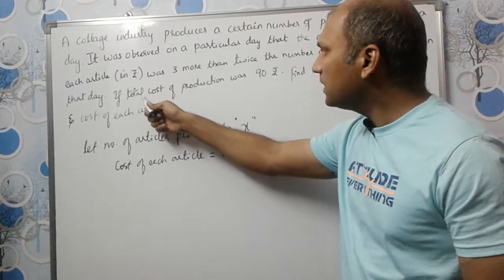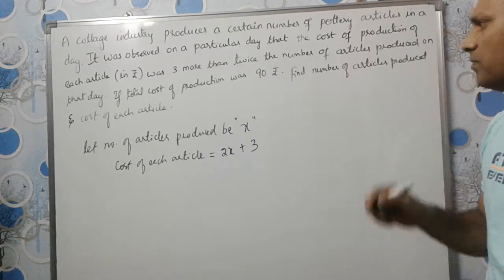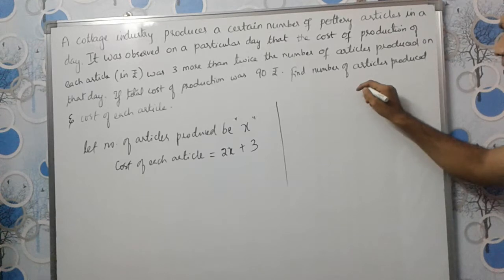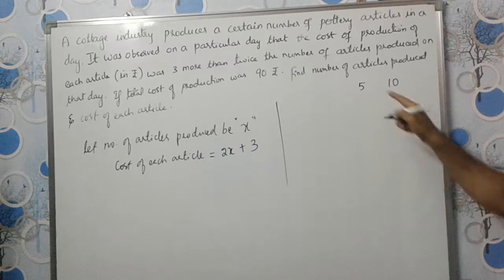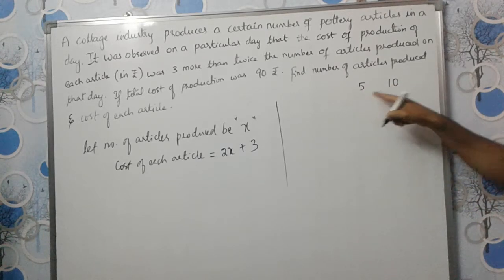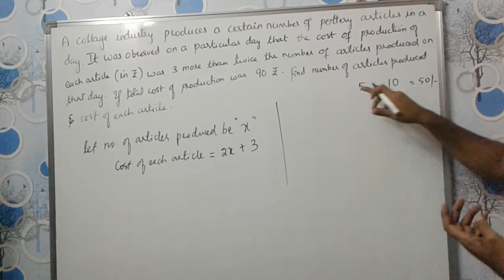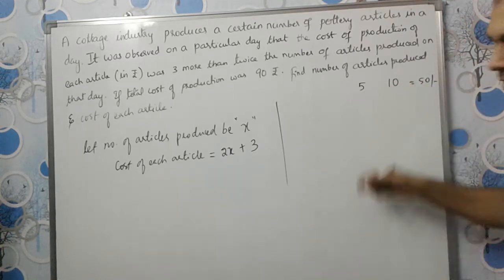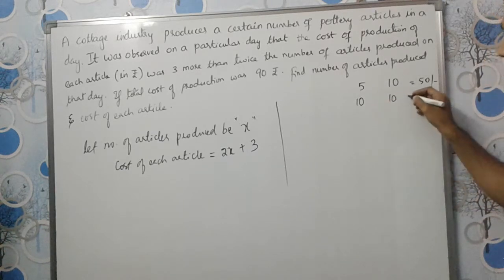Now it was given that the total cost of production was 90 rupees. What is the total cost of production? For example, let us say the cost of each article is 5 rupees and we have produced 10 articles. So the total cost of production will be 5 multiplied by 10, 50 rupees. Or if 10 articles are produced and each article is costing 10 rupees, what is the total production cost? 100, 10 into 10.